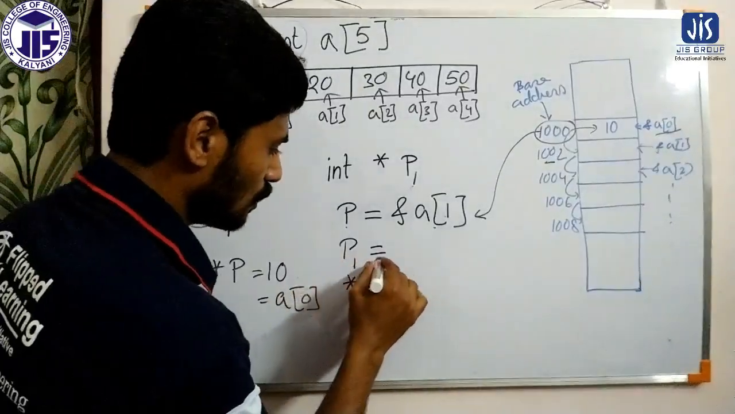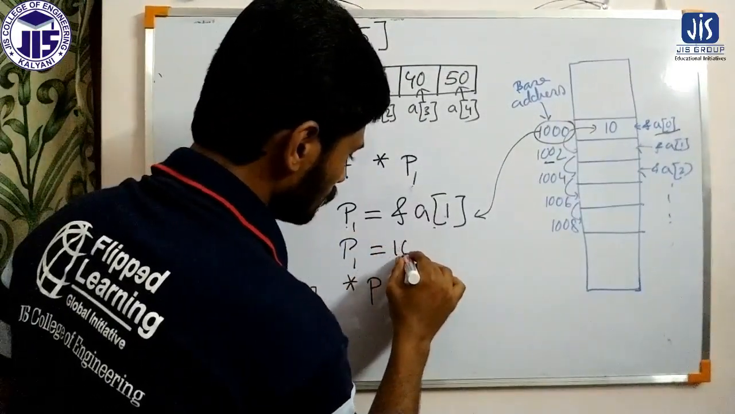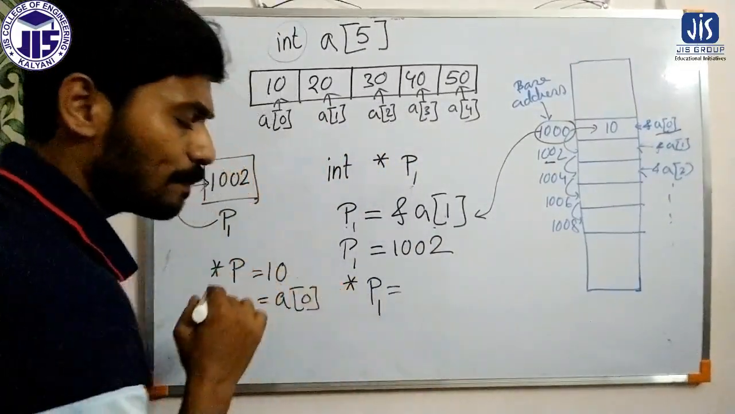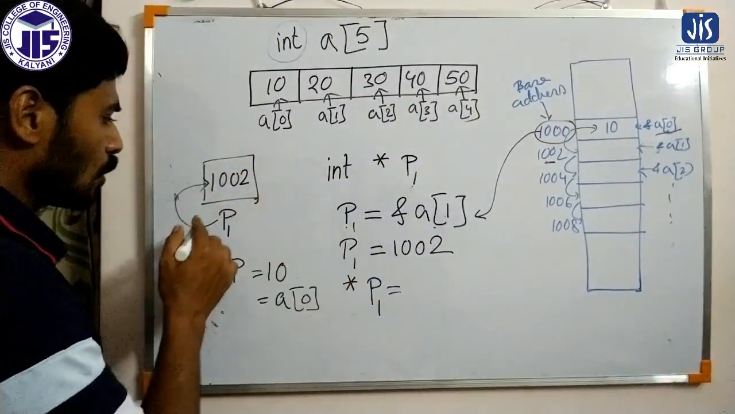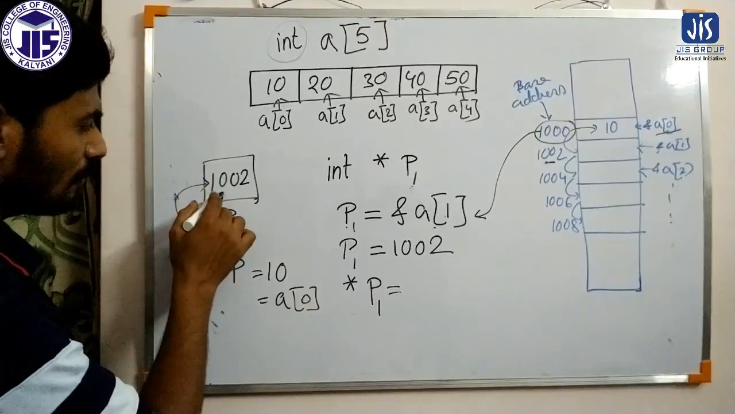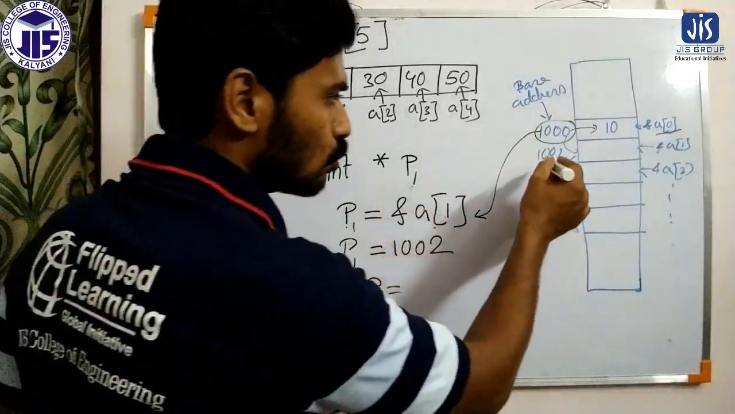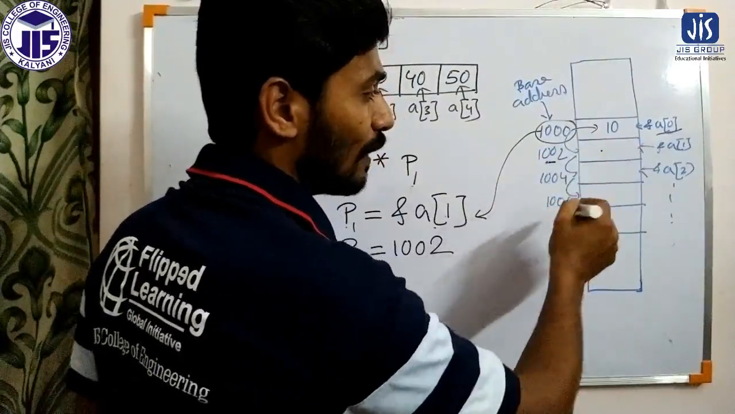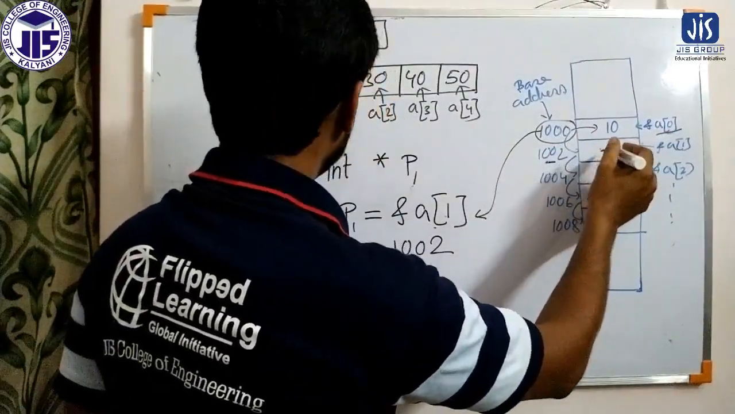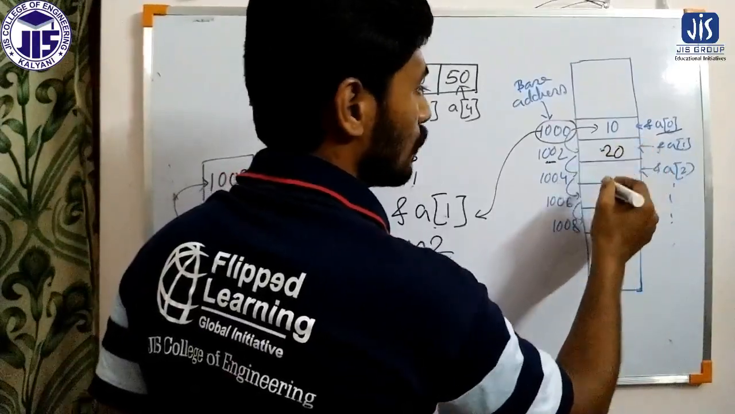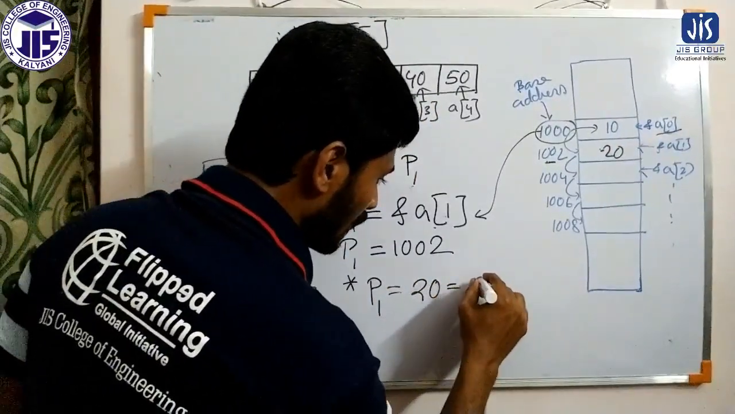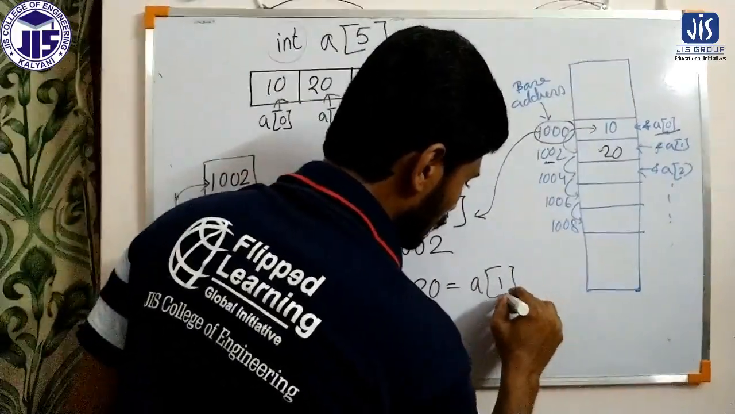So P1 is equal to 1002. And now if I write *P1, similarly, *P1 means in P1 we have an address, that is 1002, so it will go to that particular address and retrieve the element stored at that location. At that position the value we have is 20, that is the A1 element. So *P1 is equal to 20, that is equal to the A1 element.